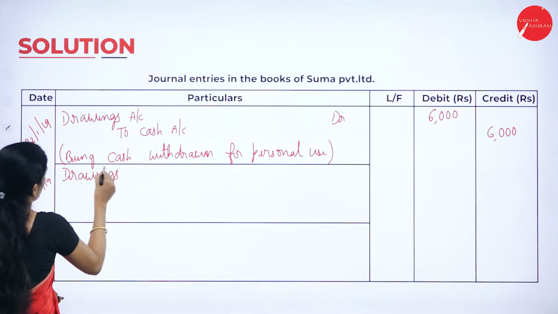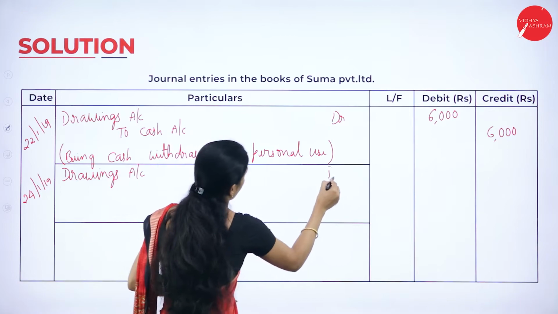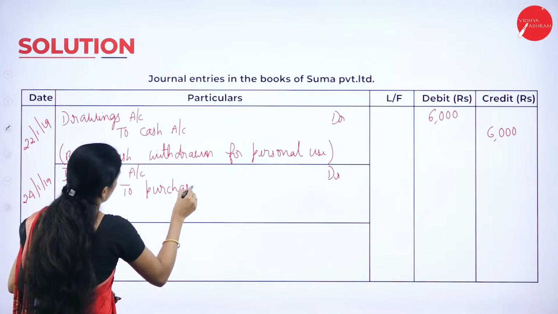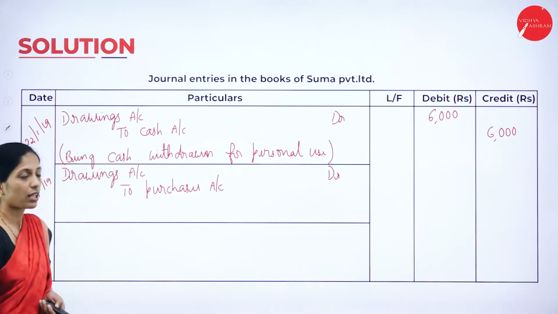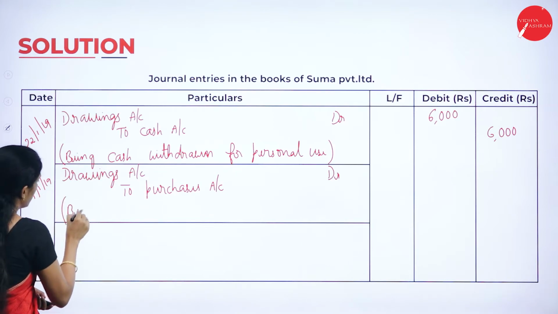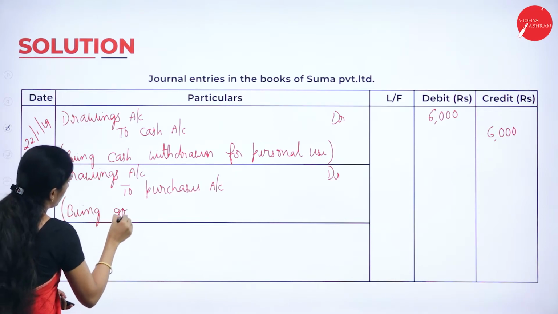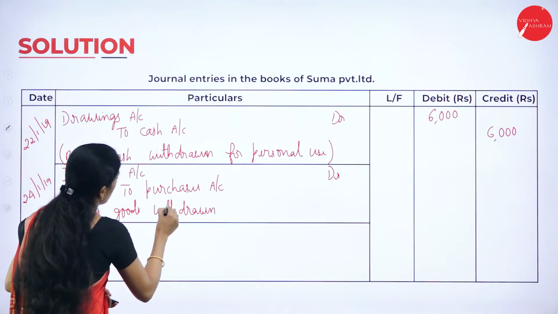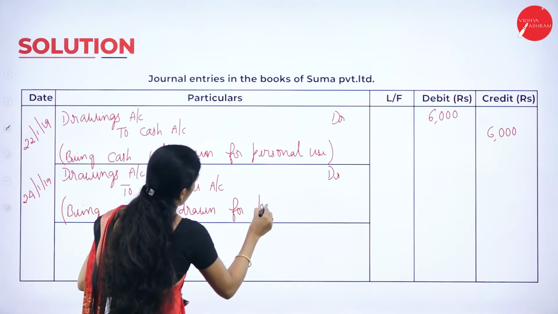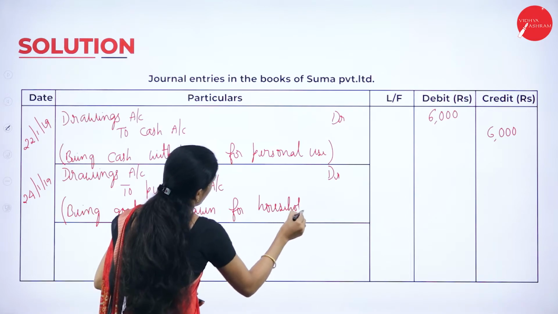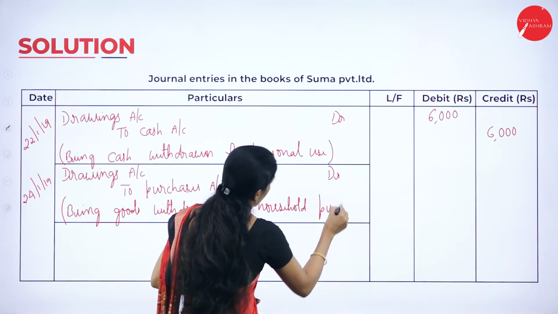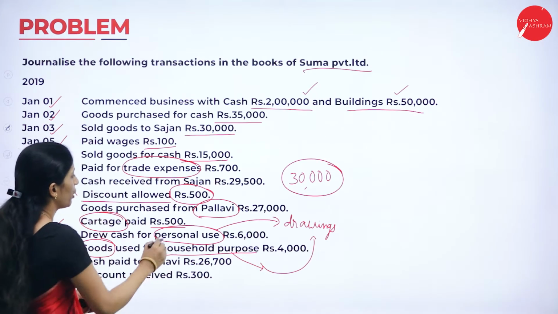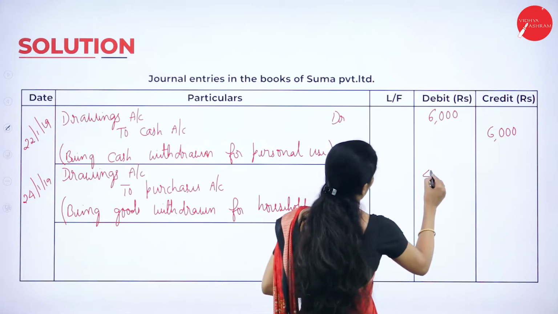drawings account debit to purchases account. So what is the narration? Being goods withdrawn for household purpose. It's nothing but personal purpose only. So, household purpose. Close the bracket. So, what is the amount? And the amount is 4,000.